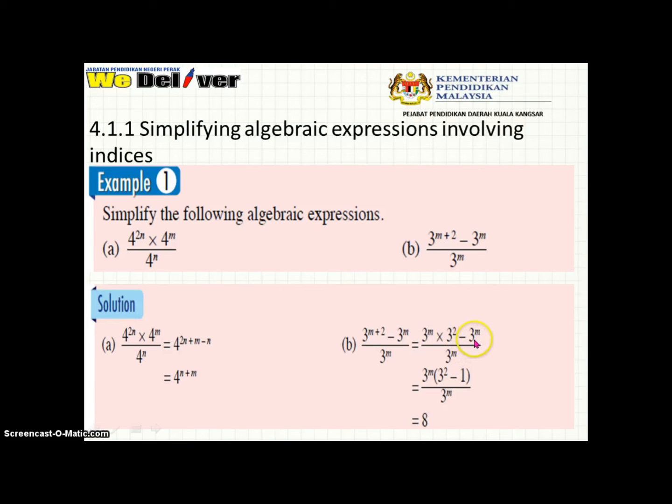So here in the numerator we have the factor 3 to the power of m, which we take out. Okay, so 3 to the power of m bracket 3 squared. So 3 squared, and 3 to the power of m in front is 1, so minus 1. Okay, so numerator and denominator cancel, we are left with 9 minus 1 equals 8.